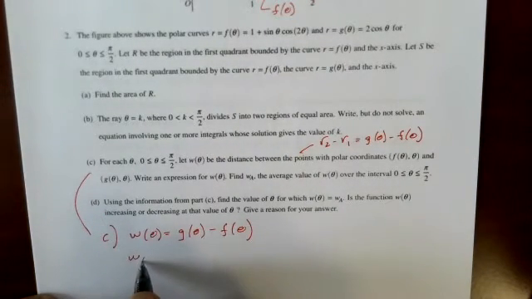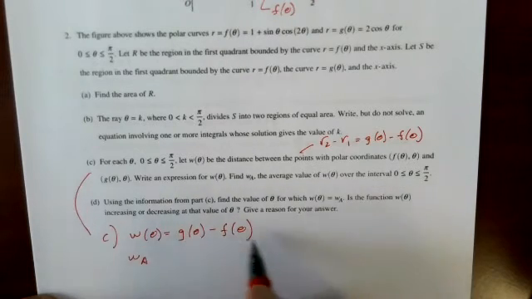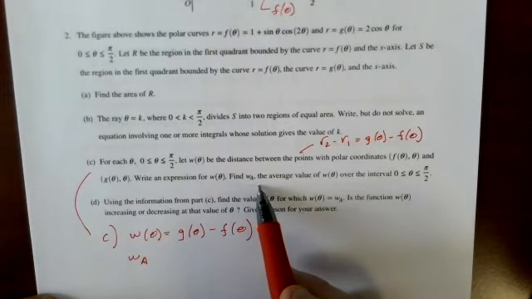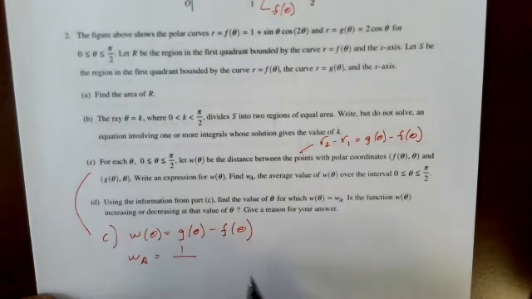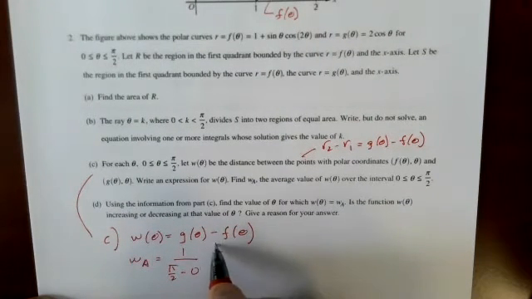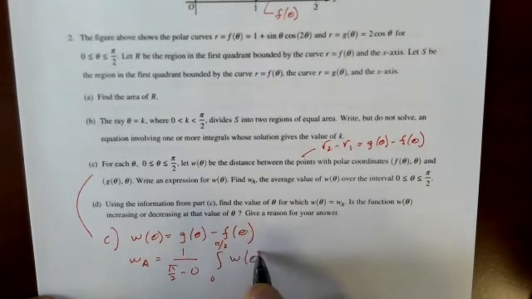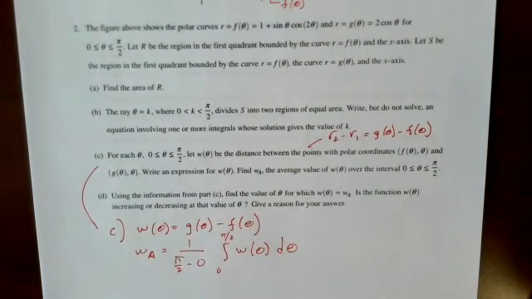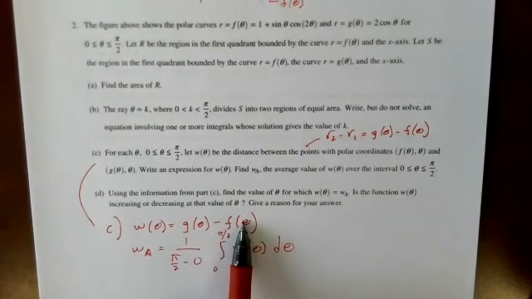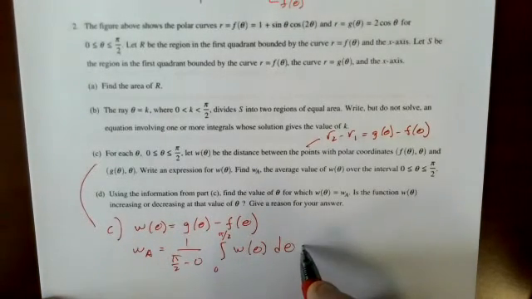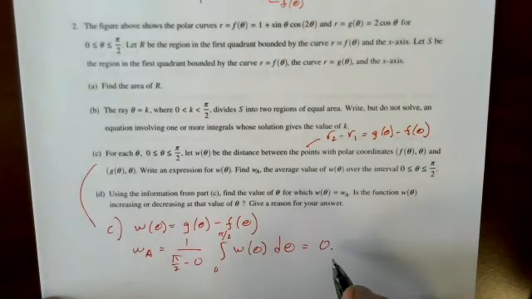Find WA, the average value of the interval. The average value is going to be 1 over pi over 2 minus 0, times the integral 0 to pi over 2 of W theta. That's it. I would probably have plugged these into R1 and R2 in my calculator. Just blast this out. It's hideous. It's 2 over pi. If you want to do that, you should get 0.485.